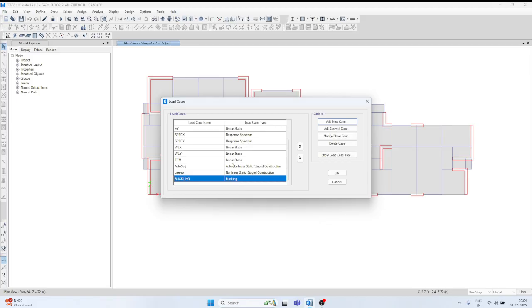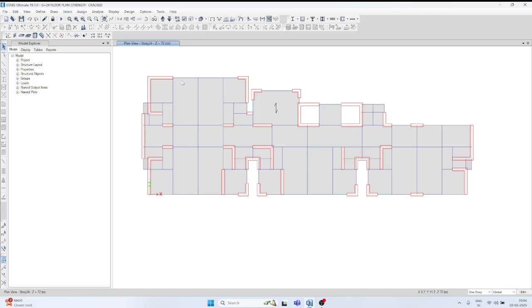After that, click OK here and run the analysis. It's running, and it will take some time. We start the analysis run.